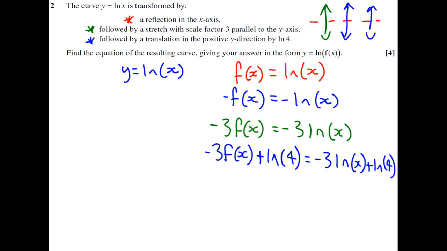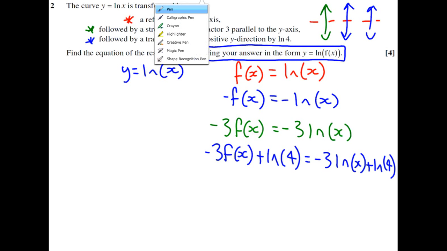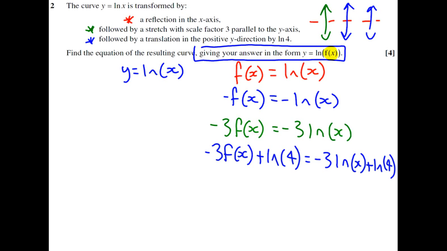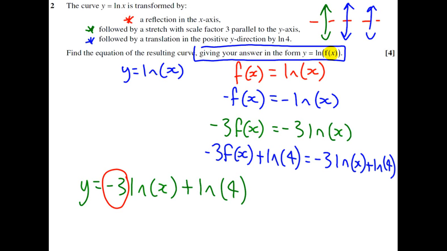Let's read the rest of the question. Find the equation of the curve, giving your answer in the form y equals ln of something. That does not mean that you leave an f of x. That's just something to do with x in your answer. It's giving you a clue of how to write it. Okay? So y equals minus 3 ln x plus ln 4. It's now testing your log laws. You can bring the power up. Minus 3 up as a power.